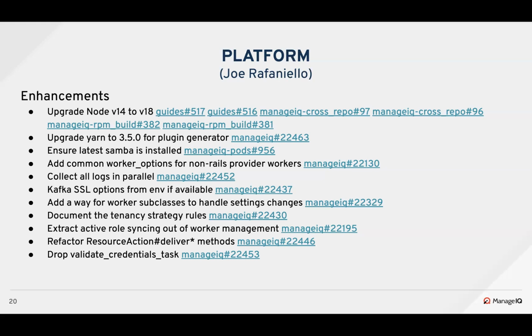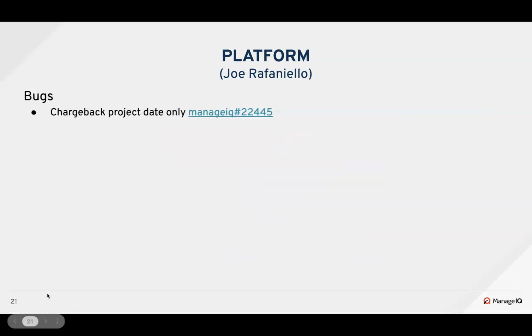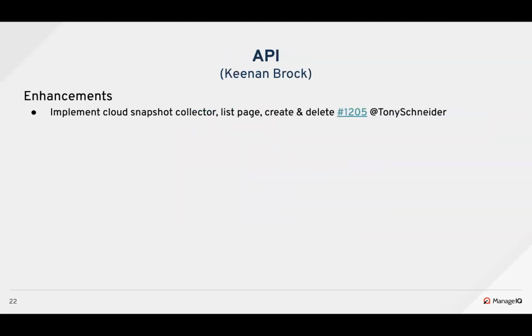And as Adam mentioned in OpenStack, there was this validate credentials task method that's no longer needed, so Keenan gets the deletion of the week. Next slide. For ManageIQ platform bugs, Keenan fixed an issue where columns can be incorrect in some chargeback reports. And that's it for the platform.